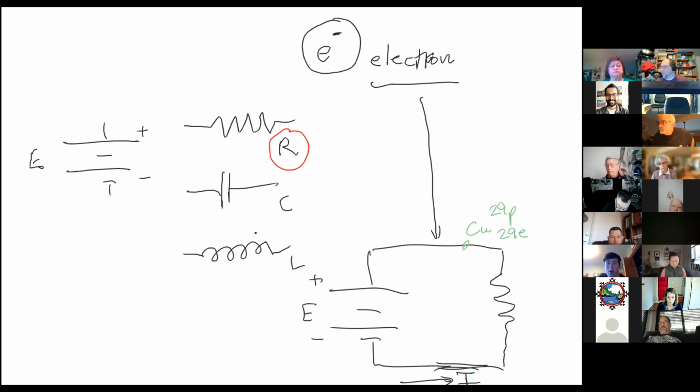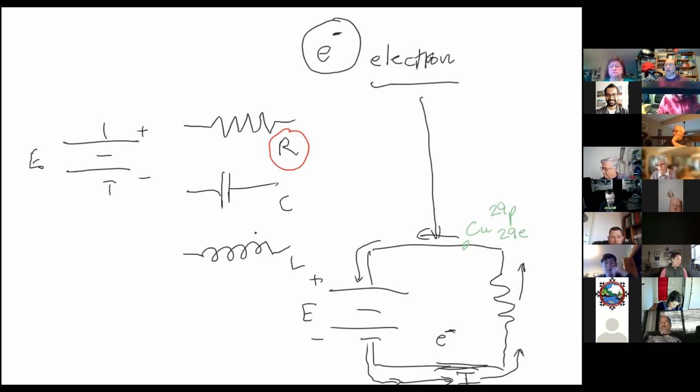Well, given the fact that electrons have a negative charge, which terminal of the battery would you expect them to come out of? The plus or the minus? Notice that negative charge. Yeah, and in fact, they do come out of the minus. So they come out of the negative terminal of the battery. So the current goes this way from the negative terminal around to the positive terminal.